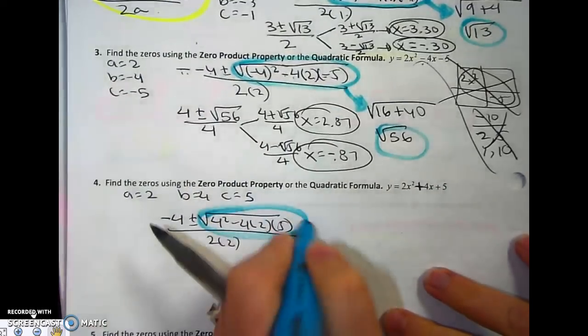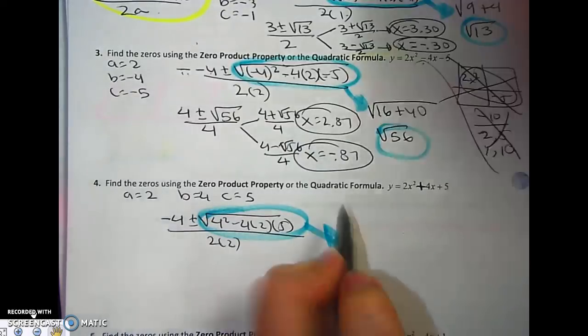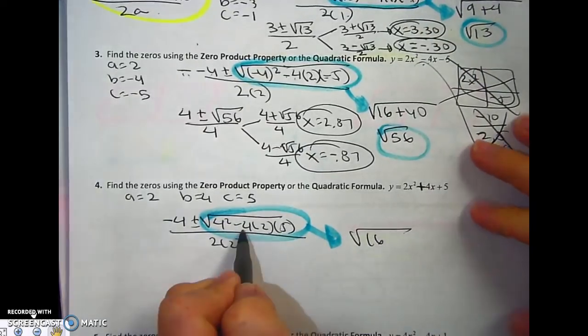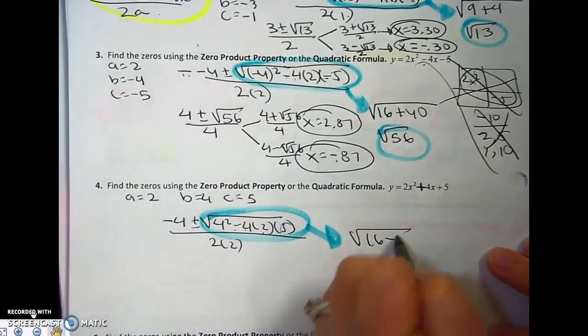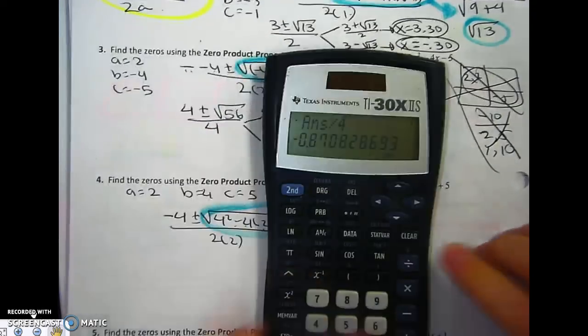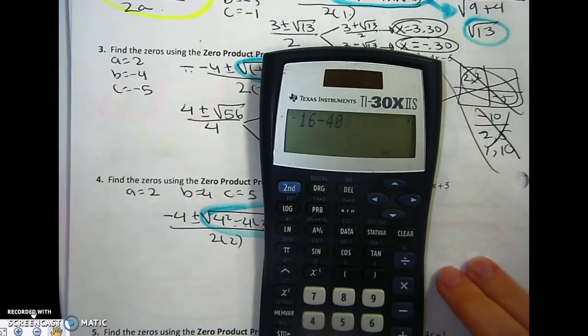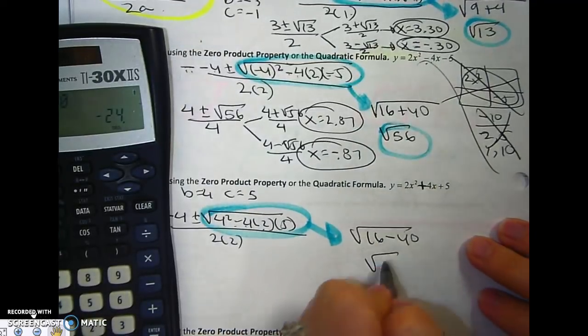The issue is that big radical. 4 squared is 16. 4 times 2 is 8, times 5 is 40, but there's only one negative, so it's negative. If you need to use your calculator, you can. And you get negative 24.